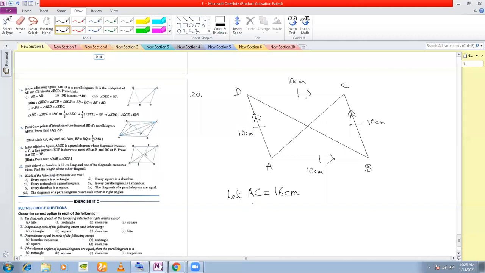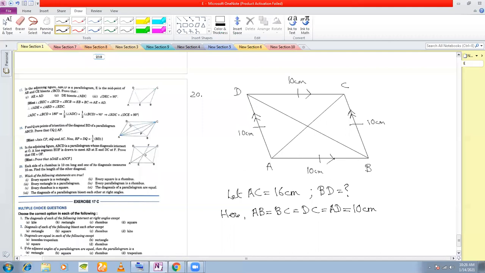The question is, find the length of the other diagonal. So what do you have to find? You have to find the length of BD. Okay. And what else is given here? The lengths of the sides are given: AB, BC, DC, and AD. All these lengths are given to you as 10 centimeters. They are all equal because it is a rhombus.